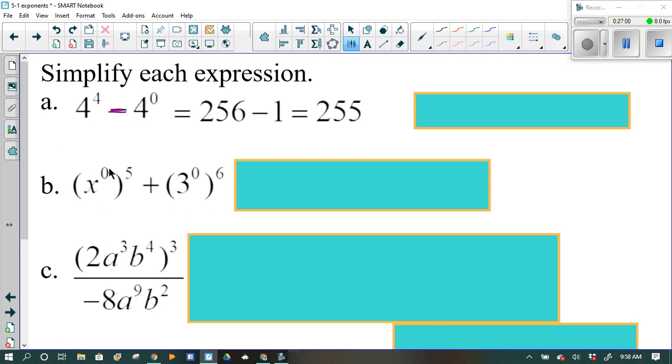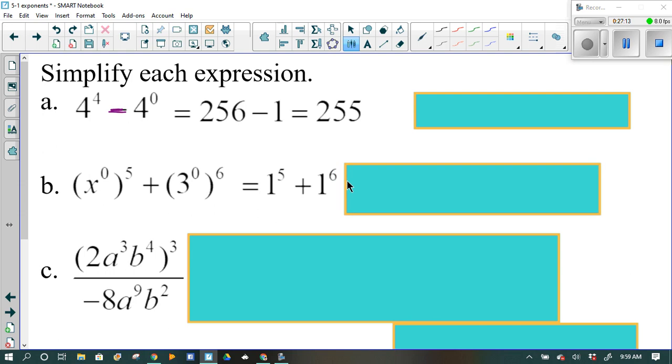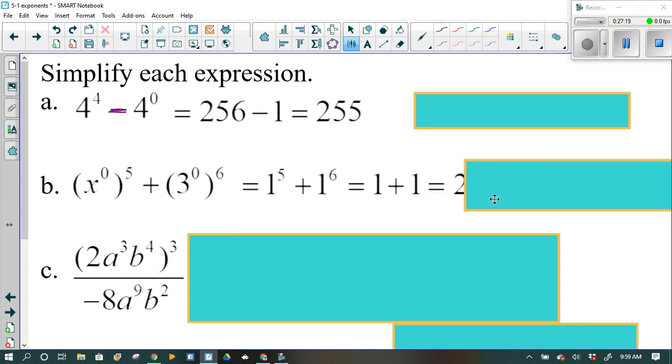x to the 0 to the 5th power plus 3 to the 0 to the 6th power. Remember, anything to the 0 is 1. So that's 1 to the 5th plus 1 to the 6th. Well, 1 to any power is 1. So 1 plus 1 is 2. So this craziness right here is just equal to 2.